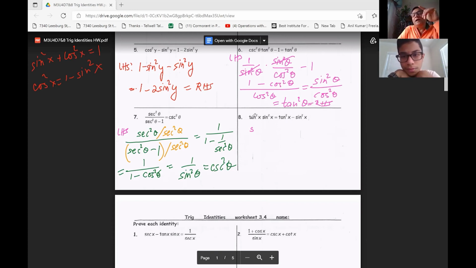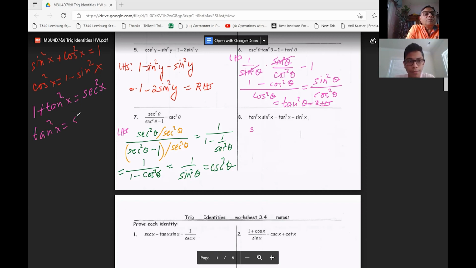And you know, one of the tan identities: 1 plus tan square x is how much? Secant square x, correct? That is one of the identities. So we could actually write tan square x in terms of secant square x minus 1. Do you see that? That may give us the result faster. So what I will do here is write tan square x as secant square x minus 1 and multiply by sine square x. Is that clear to you?